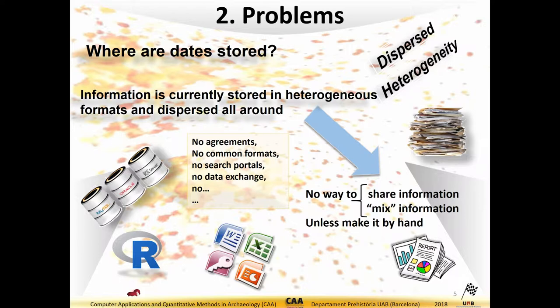Second problem: where are data stored? Mainly, they are dispersed, and there isn't a common format. Everybody has his own database, everybody keeps it in his own format, and on his own website. So there are no common agreements, there's no way to share data, and of course if you want to make a report grouping radiocarbon dates, you have a big problem indeed.